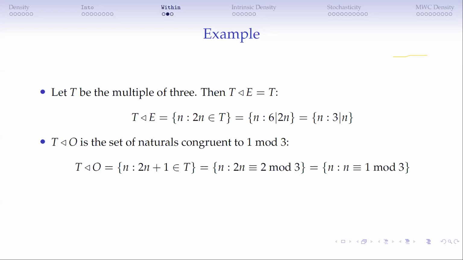Conversely, or differently, T within the odds is the set of naturals congruent to 1 mod 3. And following a similar argument, you'll see that this is the set of n such that 2n plus 1 is in T, which tells us that 2n has to be equivalent to 2 mod 3, or n has to be equivalent to 1 mod 3. Okay, so that's sort of how it works.